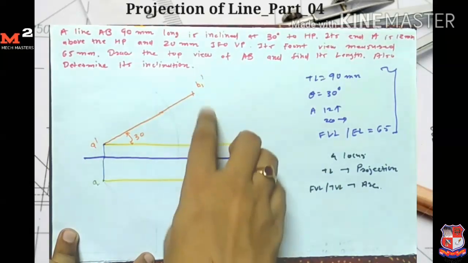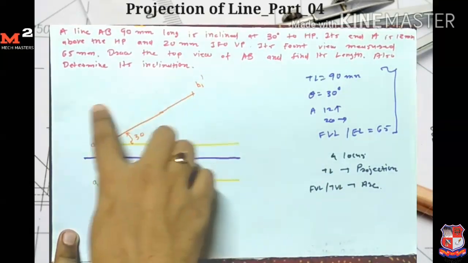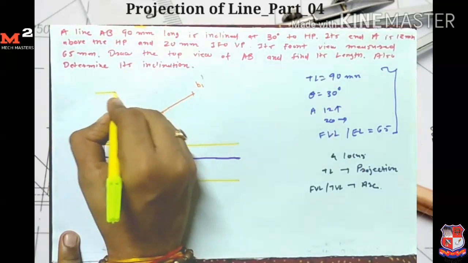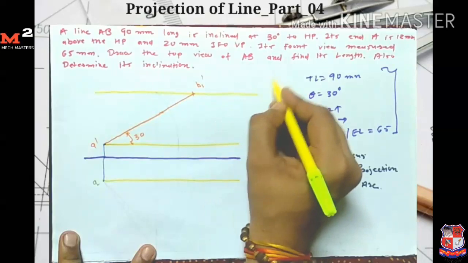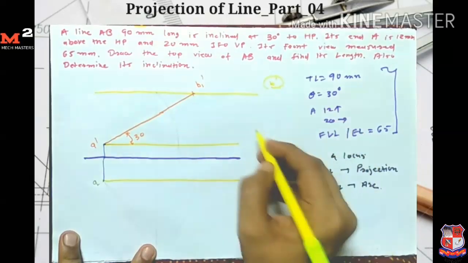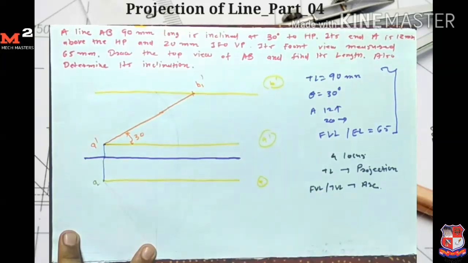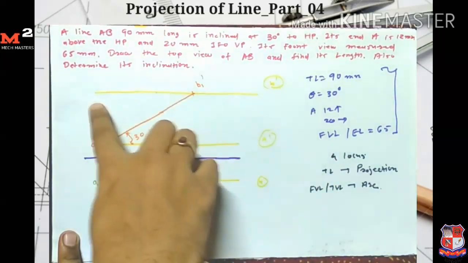Okay, and we know that B1 dash and B dash points are on the same horizontal line. So here I draw the locus. Okay, this is the locus for B dash. This is locus for A dash, and this line is locus for A. Okay, so I get my B dash point on this line.